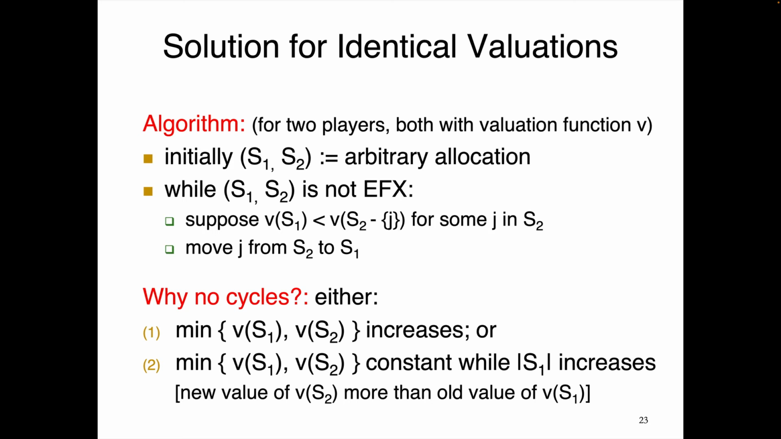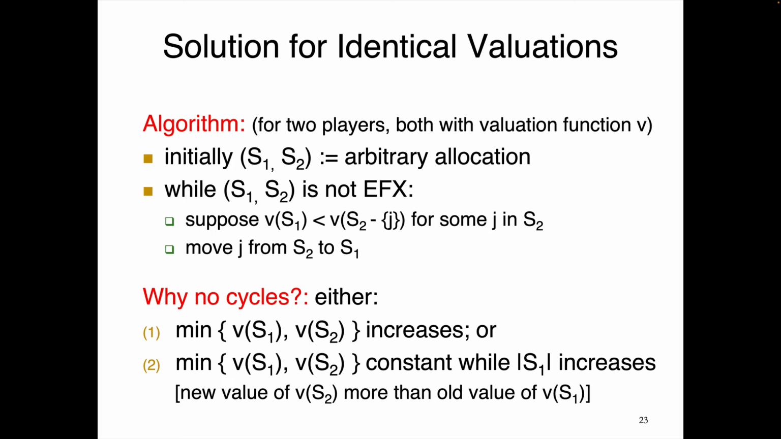Or maybe we introduced a violation for player number two. Maybe adding this good to the first bundle made it so valuable that now actually the second player has gotten jealous. Okay? And if that happens, then goods are going to start flowing in the other direction, from player one back to player two.